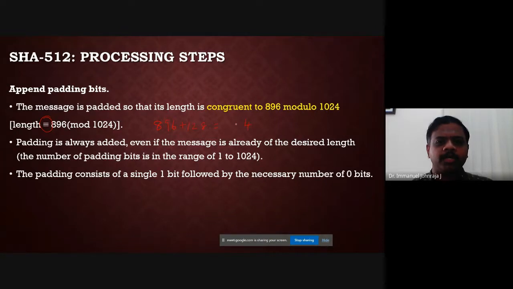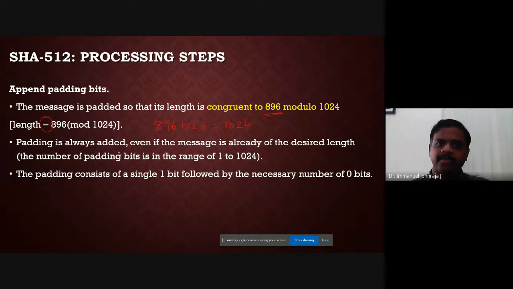So the total length is 1024. Your original message can be of any length, but if you take the modulus 1024, it should give 896. You may have n blocks, 100 blocks or 200 blocks, whatever it is, but everything put together you should get 896 if you take the modulus 1024. Padding is always done.